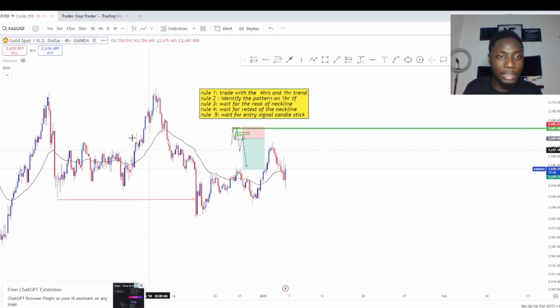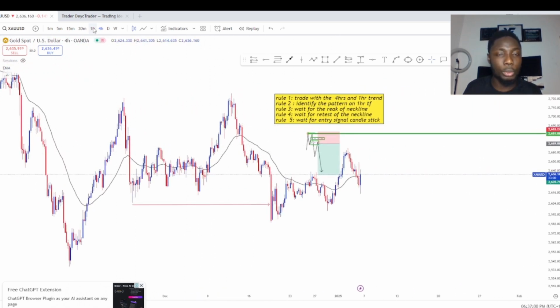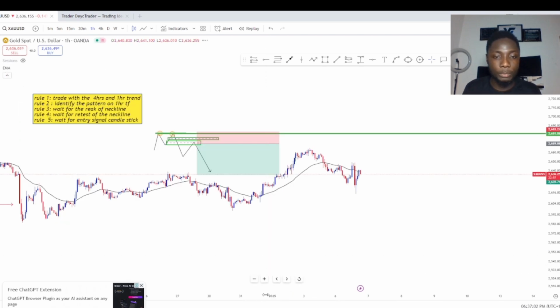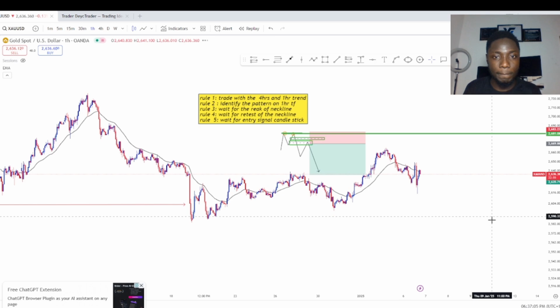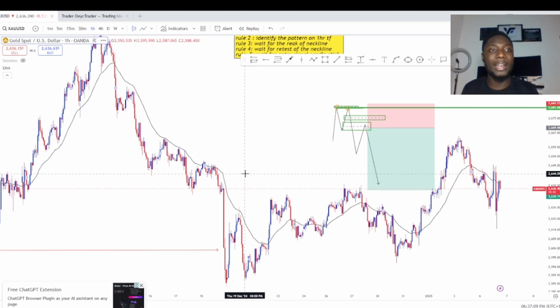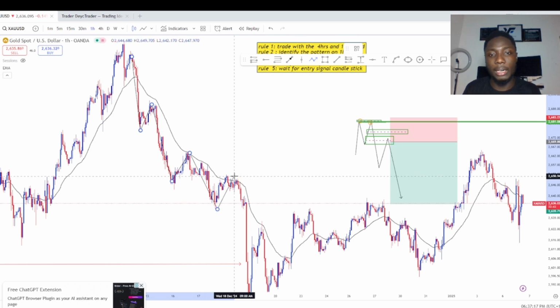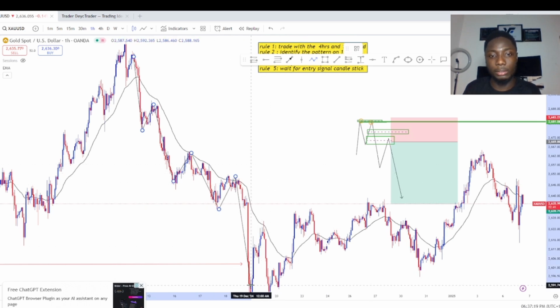So let's go down. So we have on the 4 hours, you can see we have it actually on the downtrend. So go down to the 1 hour. Look for a pattern on that 1 hour. If you look at this 1 hour time frame, you can see the price making a series of lower lows and lower highs, and price is going back to this level.